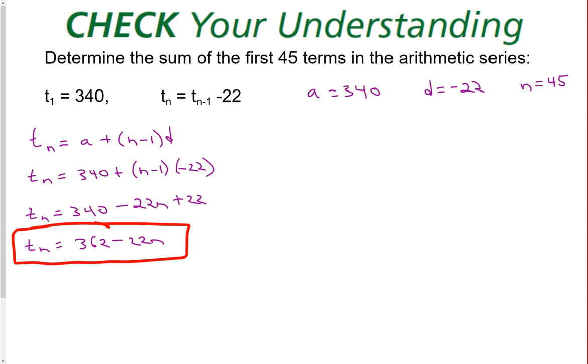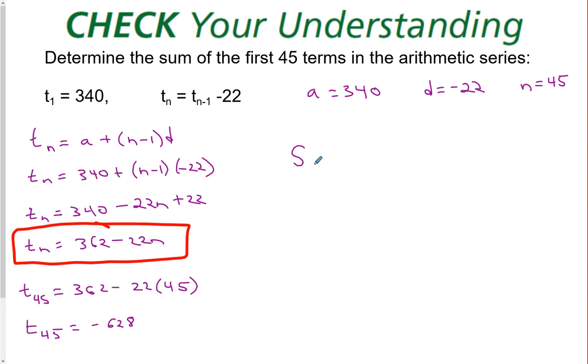Now, if I want to take a little shortcut here, I can just sub in 45 into my general term and see what I get. What's that 45th term? So 362 minus 22 times 45. I'm going to end up, that term is going to be negative 628. Okay, so now I can plug that into my equation.